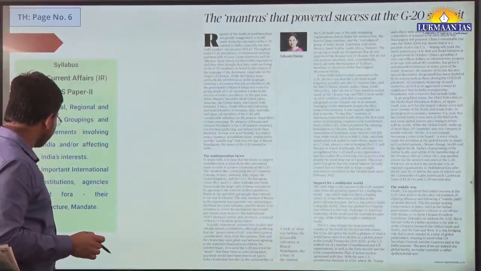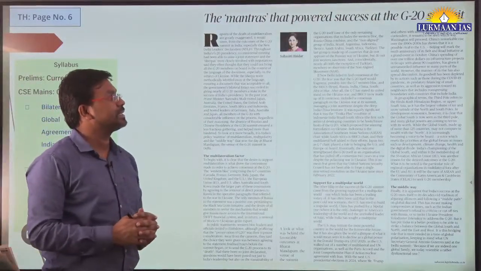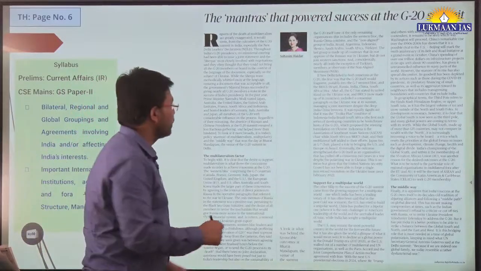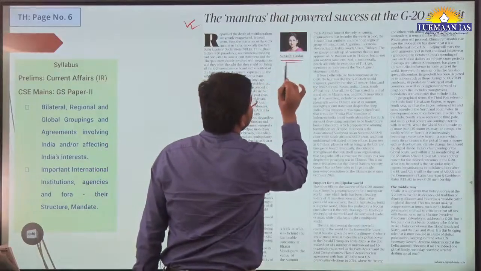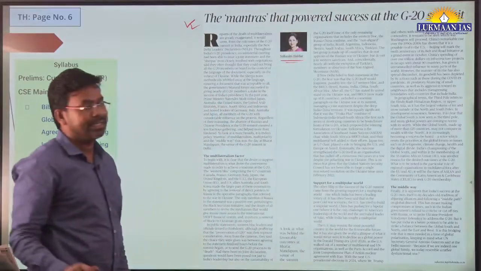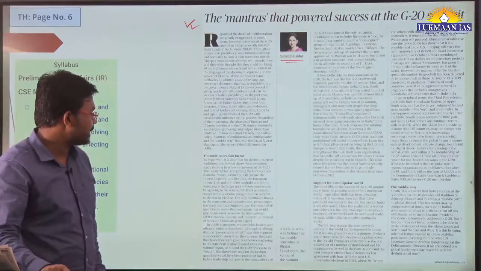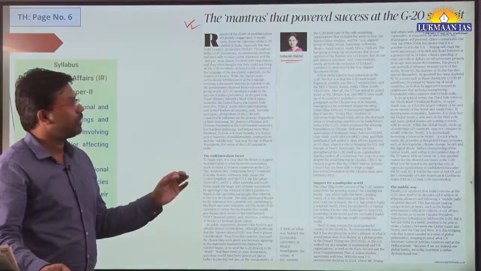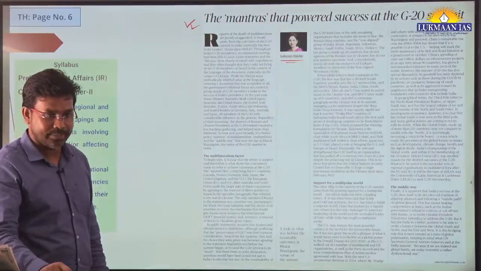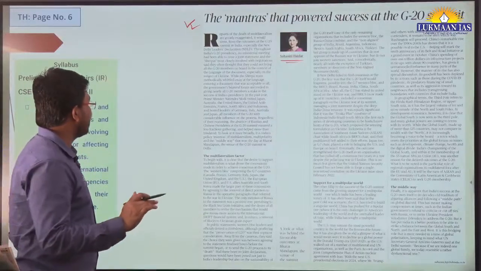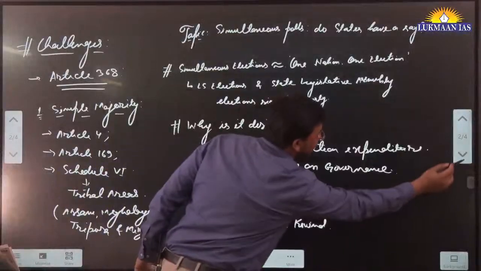Then we have another topic, the mantras that powered the success of the G20 summit. This article has been written by an expert in international relations, Ms. Suhasini Haidar. She has talked about what enabled India's success in the G20 summit. In the G20 there were multiple groups, and we are going to mention those groups quickly.